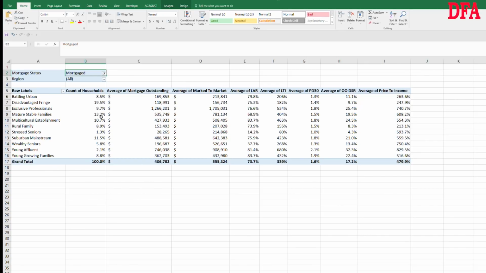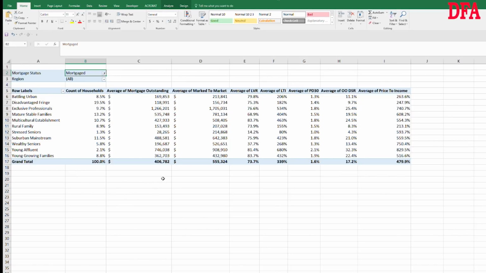You'll see the relative distribution of those segments now within the model. The disadvantaged fringe and the battling urban are the ones at the top. That's quite a big selection. Then the mature stable families, the multicultural establishment group, rural families, some stressed seniors, some wealthy seniors, what we call mainstream suburban, suburban mainstream, and then the young affluent and the young growing families. This segmentation has proved stable over the last 12 years of doing our modelling, so we use this as a way of looking at the differences.